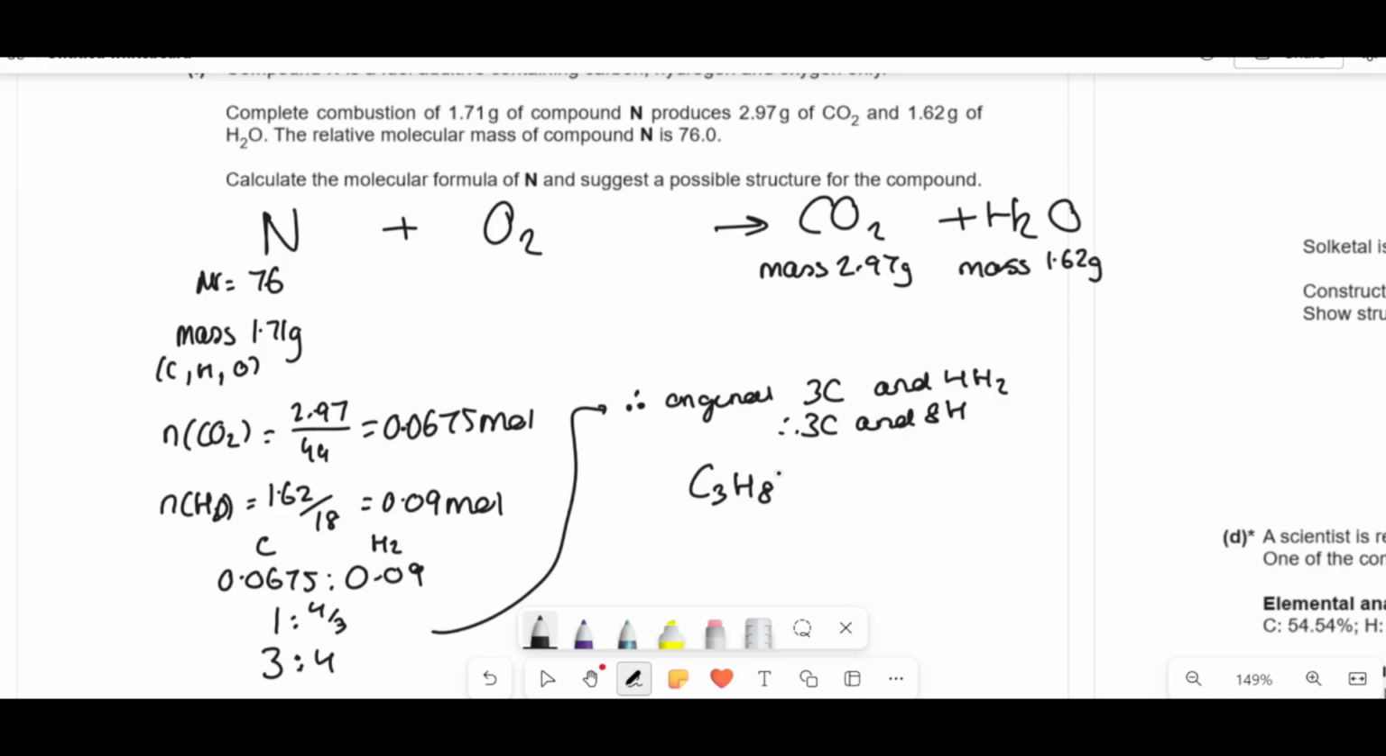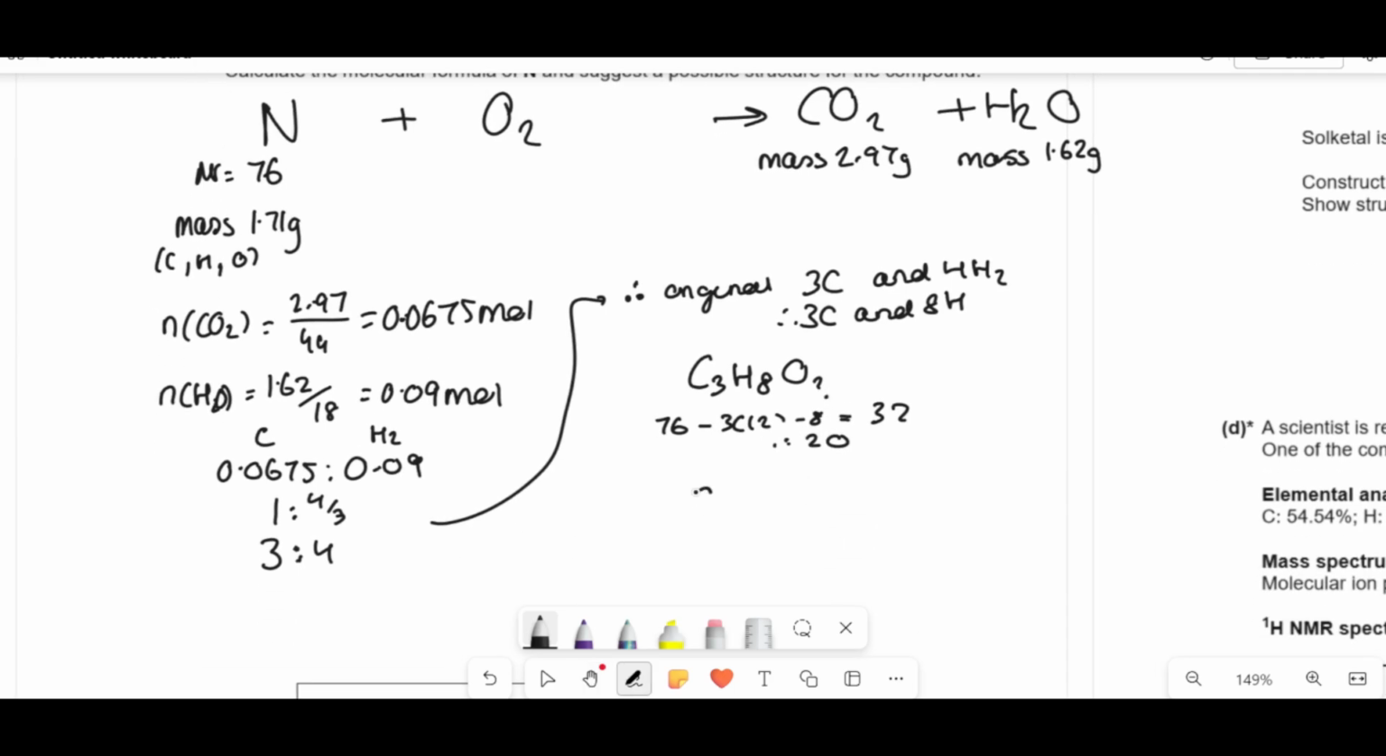But we still need to figure out where the rest of it is, this O whatever, because we don't know how many there are. We know the MR of this thing, so we can just figure out the MR of it and then take it away. So 76 minus 3 lots of 12 minus 8 leaves us behind with 32. So that means it's got to be 2, therefore it's got to have 2 oxygens. So it's going to be C3H8O2.